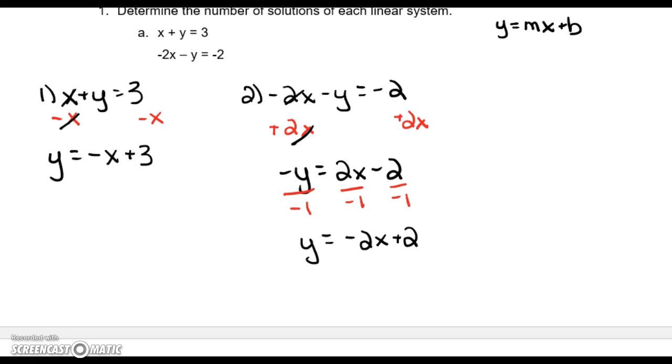So our first step here is to figure out how many solutions our system could have. Step number one is to look at the slope. So here we have a slope of -1, and here we have a slope of -2. So as soon as you see that the slopes are not the same, this tells you that there's only one solution.